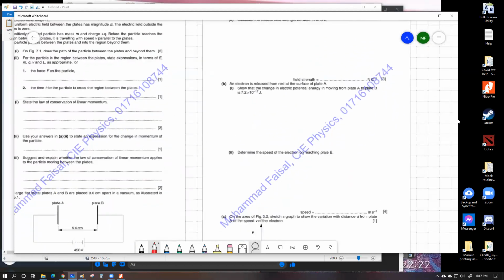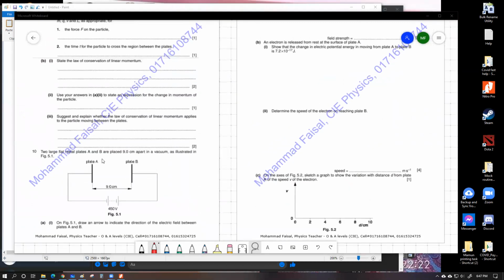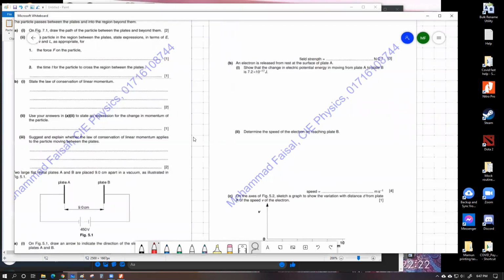Question number 10 it is. Question number 10 says two large flat metal plates A and B are placed in a vacuum as illustrated in figure 5.1. On figure 5.1, draw an arrow to indicate the direction of the electric field between the plates A and B. So you just follow the exact same mechanism. Draw at least 4 lines. That's my earnest request. Drawing 3 lines is usually okay, but in many of the mark schemes I've seen, they expected the students to draw at least 4 lines. So always practice drawing electric field lines or magnetic field lines with at least 4 lines. That's actually a safe way to go.